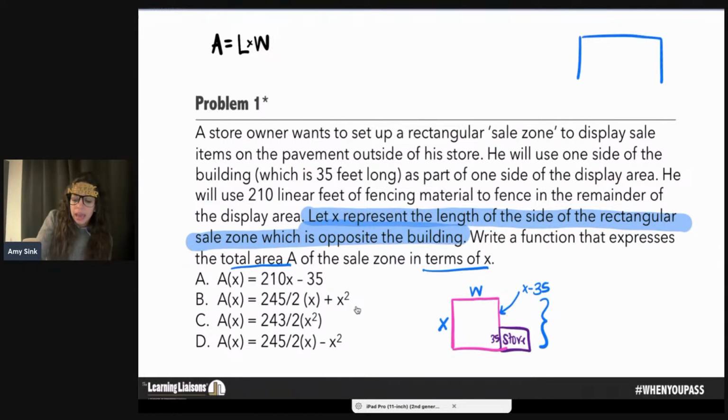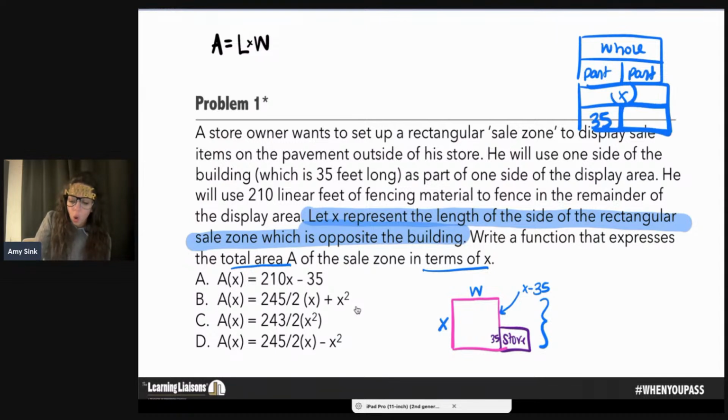So if I'm looking at my whole here, and I have a part and I have another part, and this is important for you to understand, then in this model, my whole is X and one part is 35. So how do I find the other part? You do whole minus part equals other part. So X minus 35 equals that gap, right? So there's another tie for my elementary people.